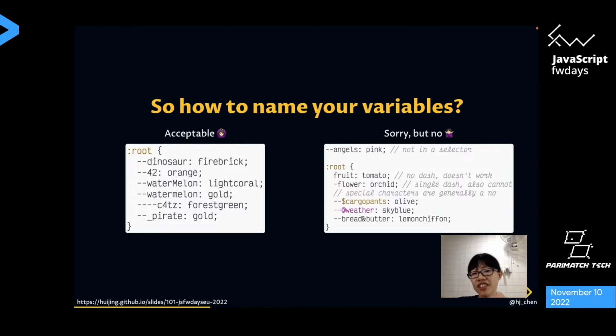On the right side are the things that your browser doesn't recognize, and I myself have made this mistake a couple of times where I just kind of forgot and I put my variable outside a selector. Sorry, browser doesn't understand that, so no go. You must have double dashes. I cannot emphasize this enough. No dash doesn't work. So fruit tomato, bang. Dash flower orchid, bang, single dash.